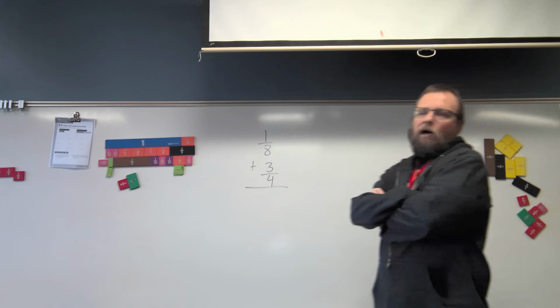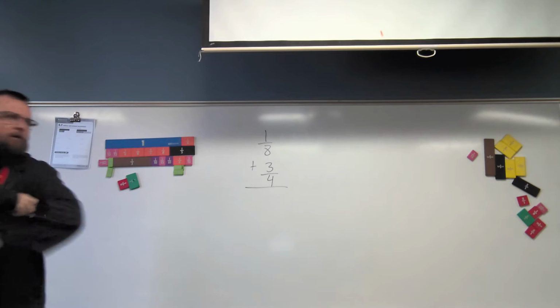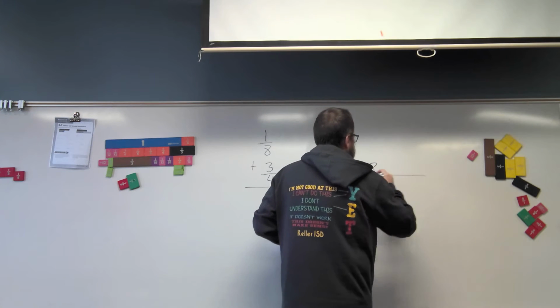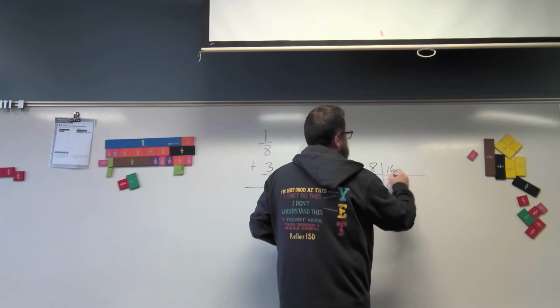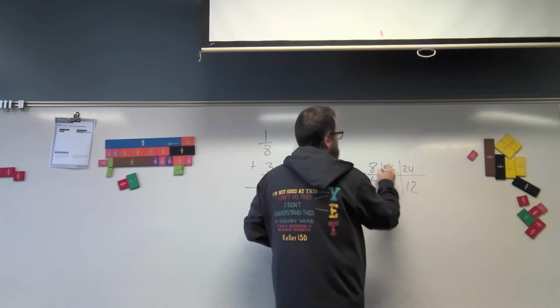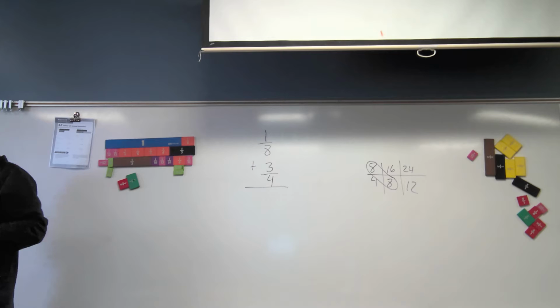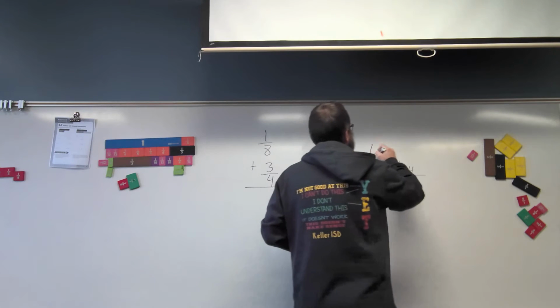So we could use our multiplication chart and find our two denominators, the row that starts with 8 and the row that starts with 4, and we list the multiples until we find the first one that shows up in both, which is 8. So 8 is going to be our least common denominator.